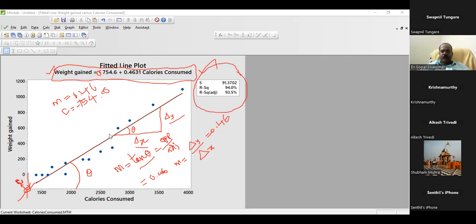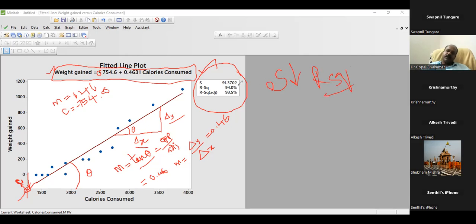One value is S, where S is standard deviation. Then there is R square, and one more R square, which is adjusted R square. For your model to be very good, the S should be minimal. That's one thing. And R square talks about the sufficiency.